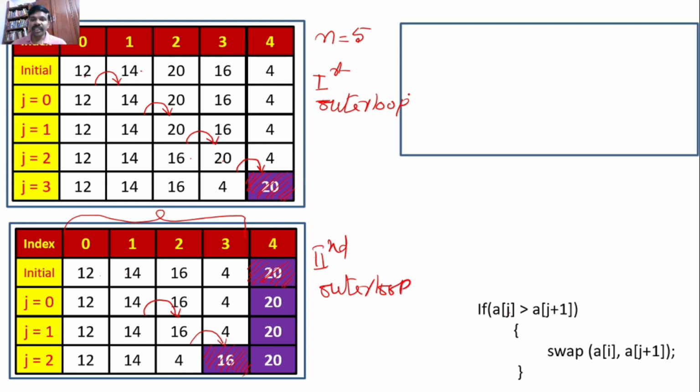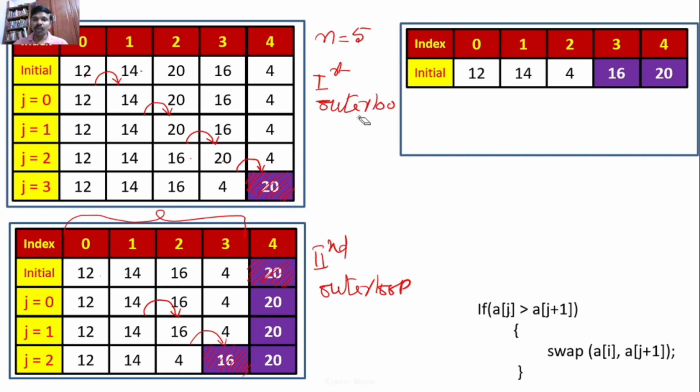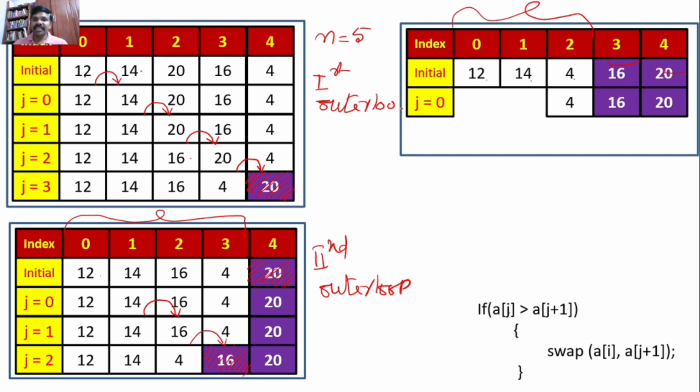Let us go to the third phase or third outer loop. Before entering into the third outer loop, my array position is like this: 12, 14, 4, 16 and 20. These two elements occupy their positions. Now I need to compare only these three elements. Once again, j starts from 0. The 0th element and first element will be compared. Is 12 greater than 14? No. So 12 and 14 occupy their own positions.